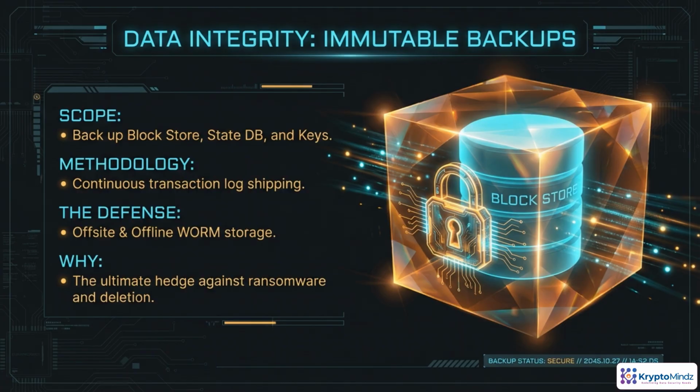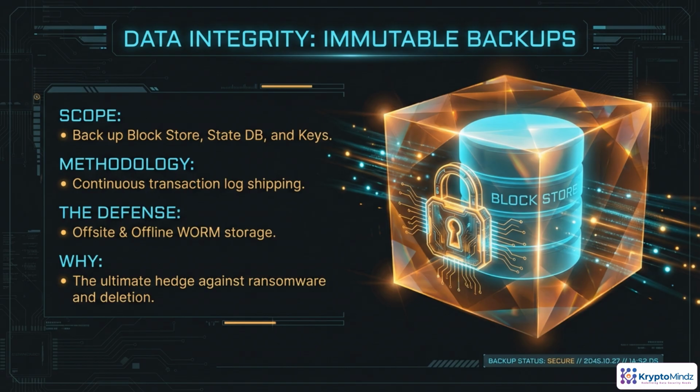Immutable backups are your last line of defense when everything else goes wrong. For a blockchain-based trust platform, it's not enough to back up only the ledger files. You need consistent copies of the block store, the state database, and the cryptographic keys, all tied together so they can be restored to a coherent point in time.